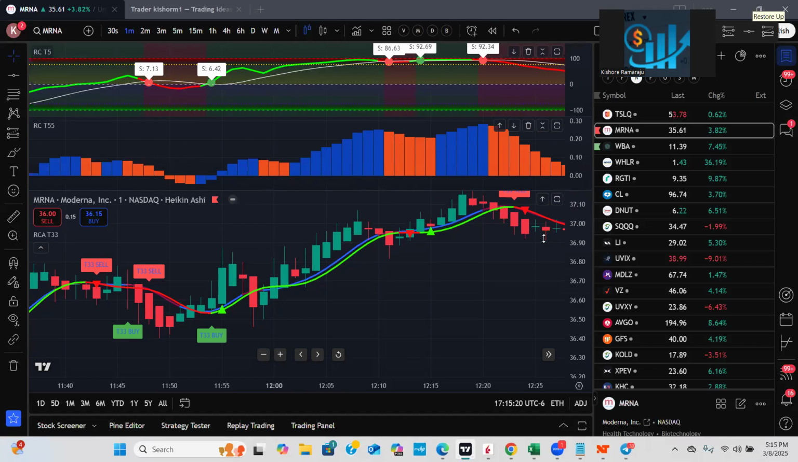So every software has its own logic, right? Every software is using different filters, different criteria to give a buy and sell. So you can use whichever you want, right? Again, you don't want to depend on one indicator. So you use a combination. If T5 is telling buy, if T55 is telling buy, right?